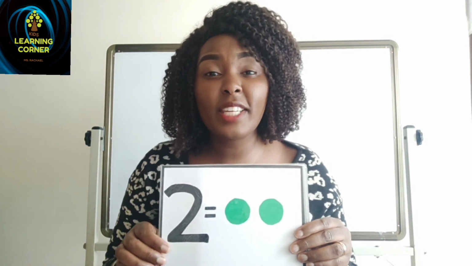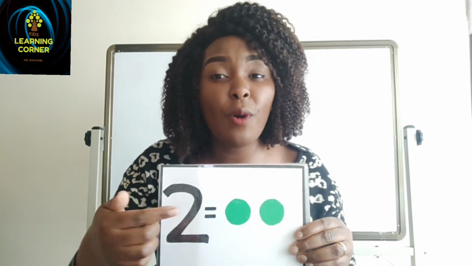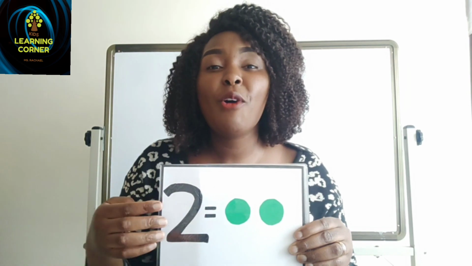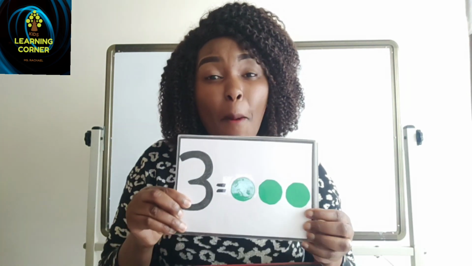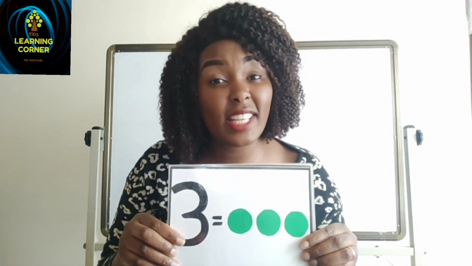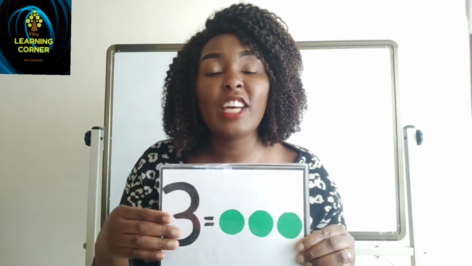So we start number 1. Number 1. How many circles? 1. Well done. Let's go to the other number. Number 2. How many circles for number 2? 1, 2. Well done. Let's go to the other number. Number 3. Let us count the circles that number 3 has. 1, 2, 3. Good job.